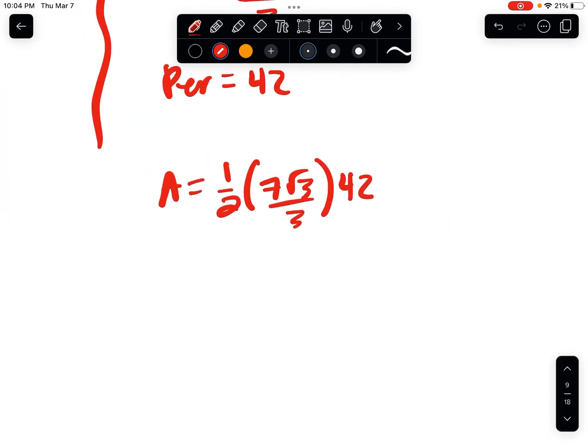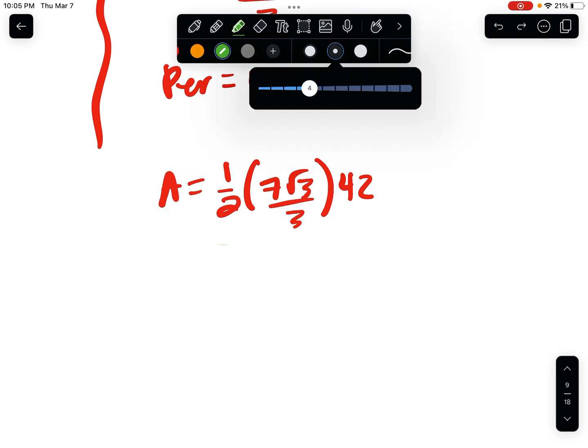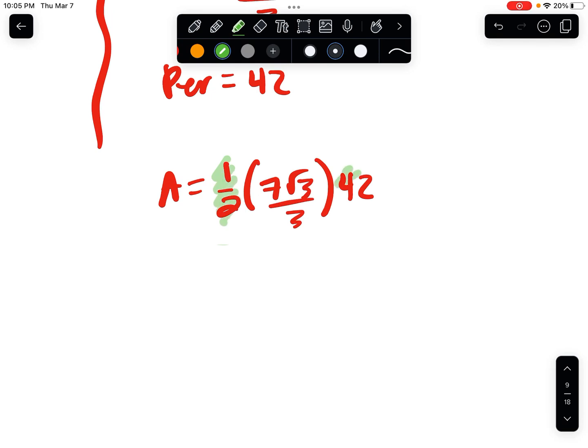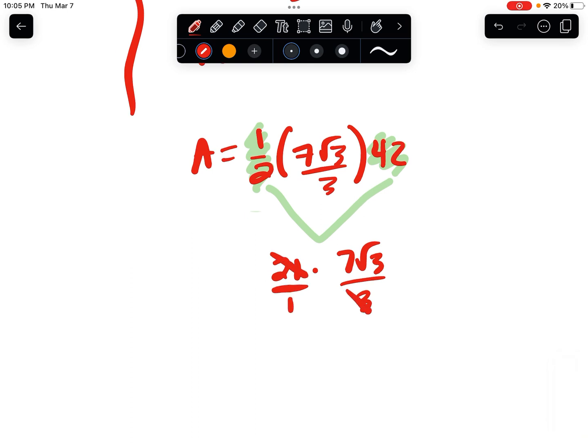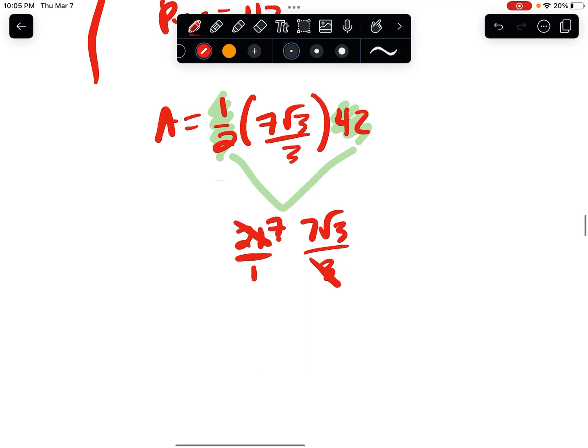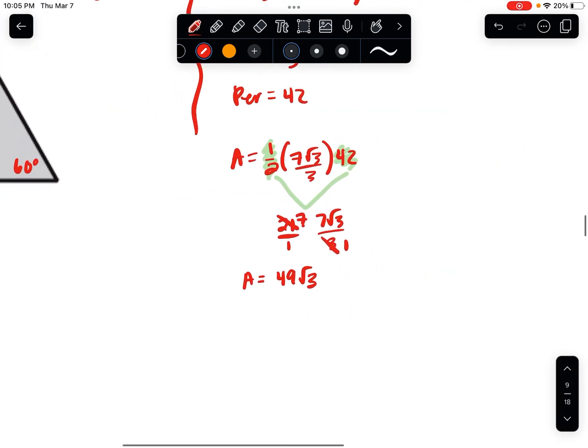So I personally would do 1/2. Ooh, that's way too large. Let's fix that. I would do that's way too small now. I would do 1/2 multiplied with 42 first, just to make it easier because 42 is even. We end up with 21 multiplied with 7 root 3 over 3. We also notice that 3 goes perfectly into 21, which is great because now we have 7 times 7. Denominators will just kind of vanish. Area would then be equal to 49 root 3. This is measured in meters.